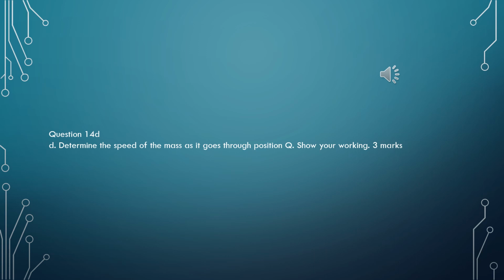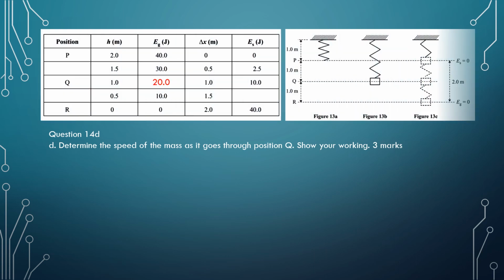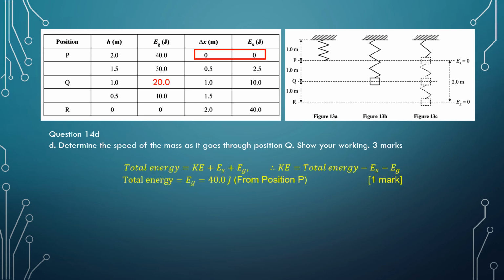This system is composed of a mass and a spring. The mass of the spring and resistive forces on the mass are neglected here. So the total energy is composed of kinetic energy, elastic potential energy, and gravitational potential energy, and remains constant in all processes. At position P, the mass is at rest and the spring is free, so K and ES are zero, and total energy is equal to the value of EG at position P.